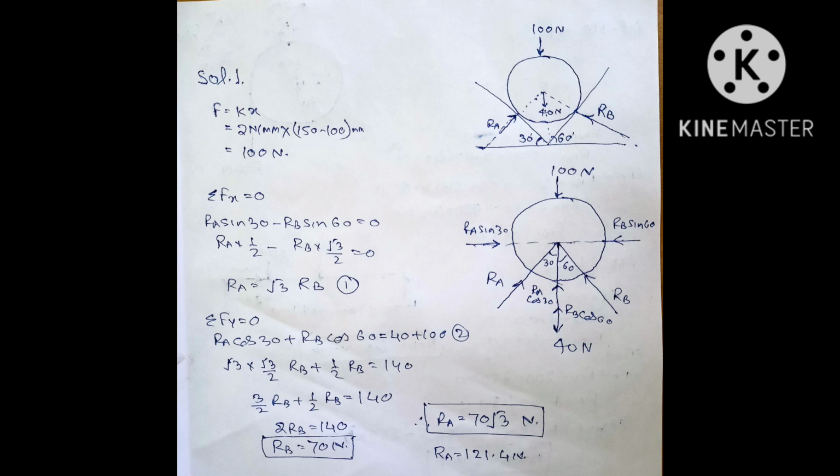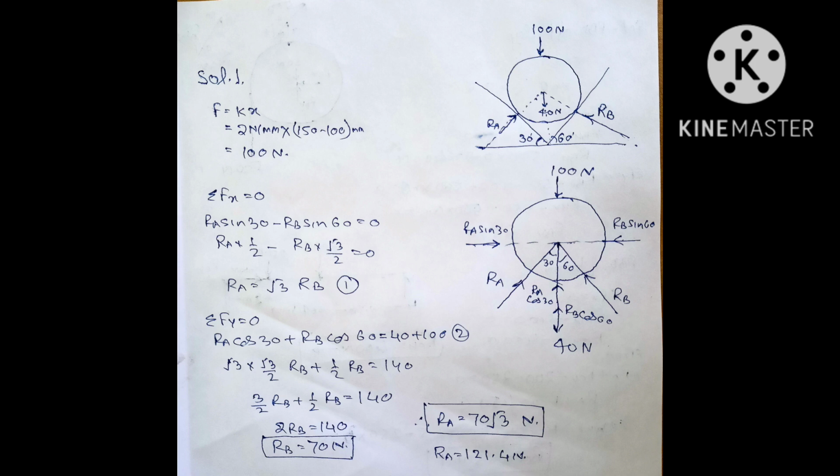Then we will have to resolve the inclined forces. You can see in the diagram RA and RB are the only inclined forces, so we can resolve these forces. RA will be resolved as RA cos 30 in the vertical upward direction and RA sin 30 in the horizontal positive x direction. Similarly, RB can be resolved as RB cos 60 in the vertical upward direction and RB sin 60 in the negative x direction.